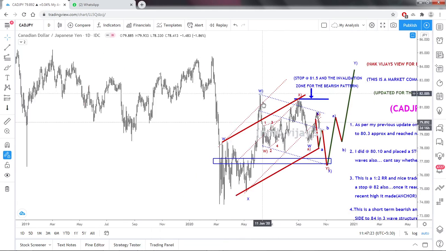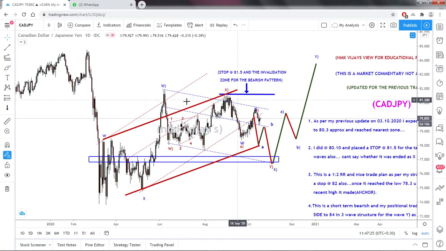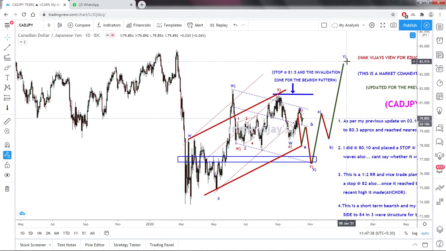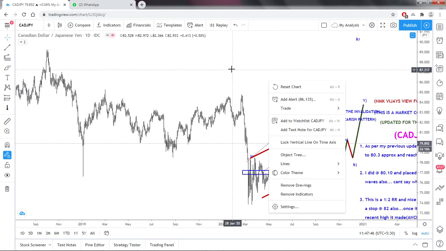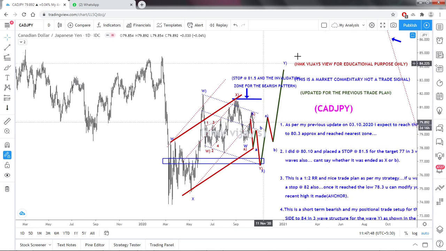This is in W. So I am expecting here, in that I took it as a triangle. So if it is not making a triangle, I am expecting here to make this zone as a target. So once it finishes, I am expecting the downside, or it may be a little bit of a three-wave structure and again one more three-wave structure to the upper side. Those all depend upon that fundamental news.